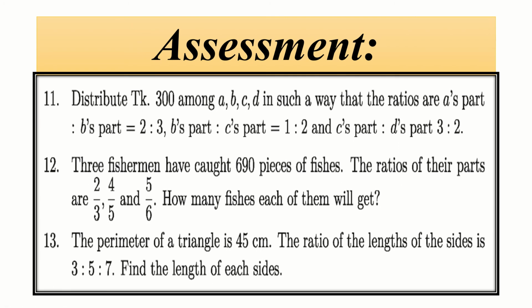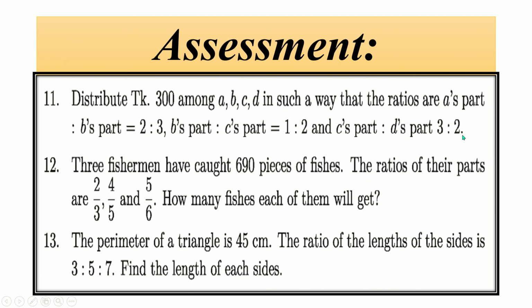By using this, we can solve this math easily. Here given total taka 300, divided among A, B, C, D in such a way that the ratios are A part is to B part equal to 2 is to 3, B part is to C part equal to 1 is to 2, and C part is to D part equal to 3 is to 4.